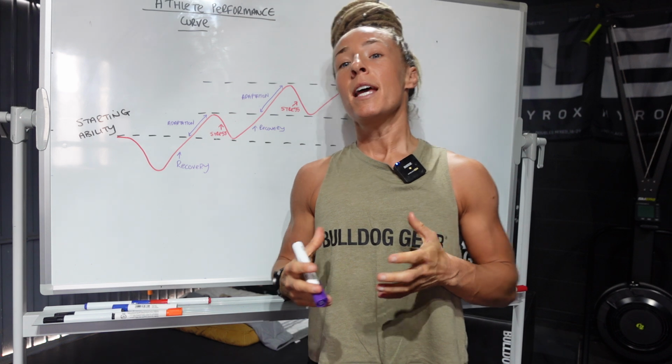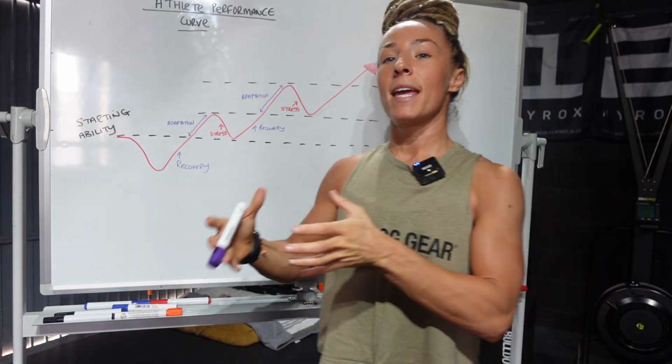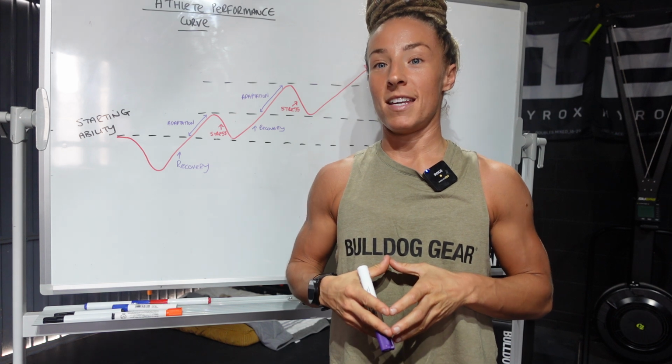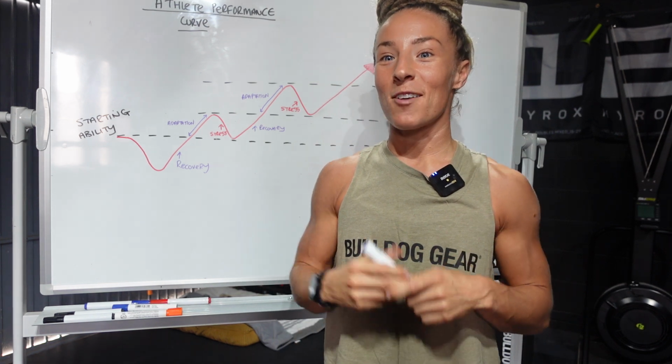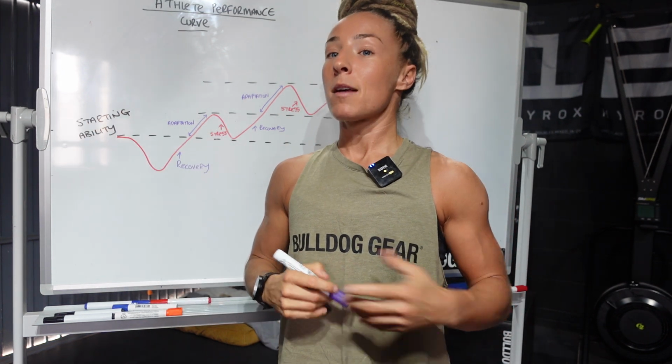So everybody, let's take Hyrox as an example. Everybody is coming in with an element of starting ability. Every single person has a first race. Some people's starting ability is going to be much more advanced than somebody else's, but every single person is going to have a starting ability.